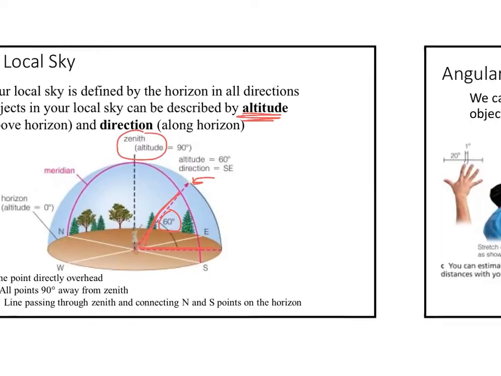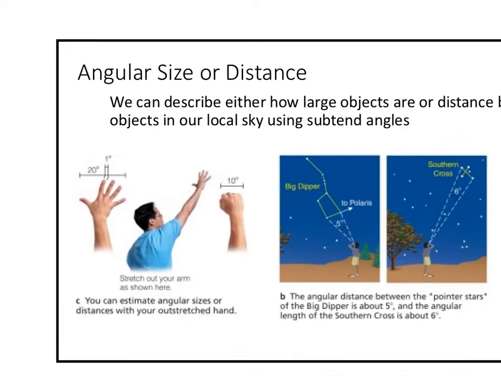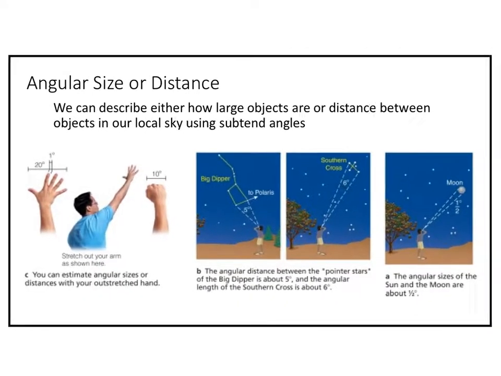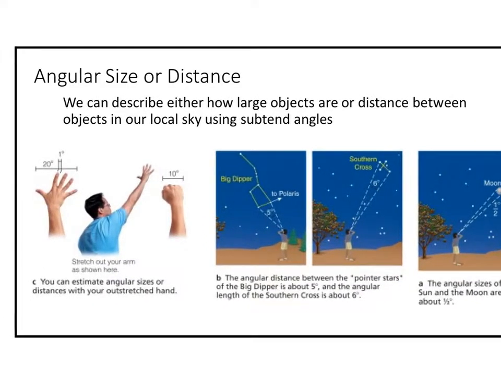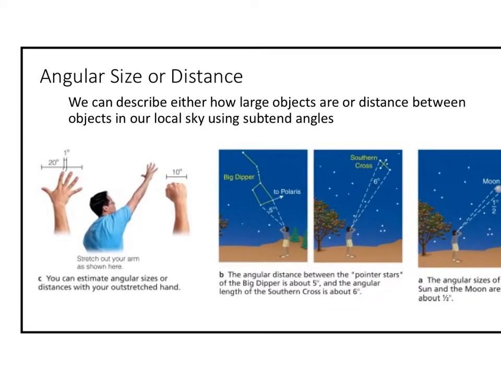All right. Something that's kind of helpful when you're trying to describe to somebody what's up there in the sky is what we call angular distance. And so what you do is, like this person's doing, you hold out your hand, and as you do so, your knuckles here would be about 10 degrees, and the span from your thumb to your pinky would be about 20 degrees.